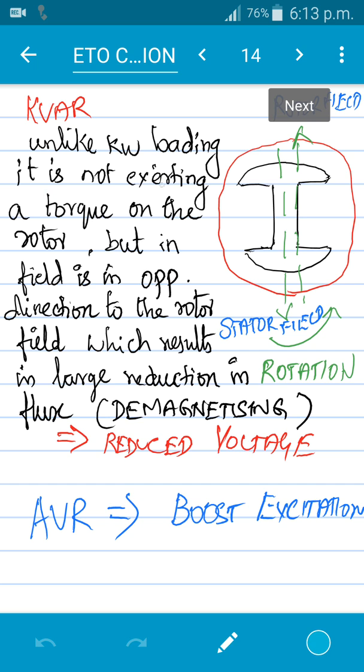Unlike kilowatt load sharing, it is not exerting a torque on the rotor, but the field is in the opposite direction to the rotor field, which results in a large reduction in flux. See what we have seen in the kilowatt load, the resistive load, it is like this, but here it is directly opposing. The rotor field is here and the stator field is fully demagnetizing. This effect is called demagnetization. What will happen with demagnetization? Reduced voltage.